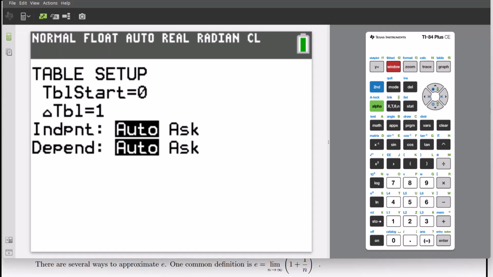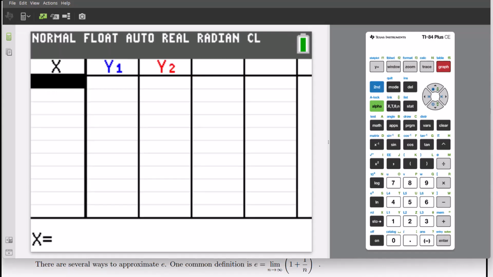And from here, I'm going to go down a couple times and reach the independent line. Currently, it says auto. I'm going to switch it to ask. So this will force the calculator to ask me for the x values that I care about. And in return, it's automatically going to give me the y coordinates for free. So once you have switched it to ask, just click enter to save your settings. And you can now click second graph, and you'll see your table is now empty.